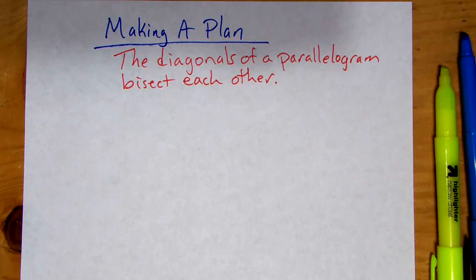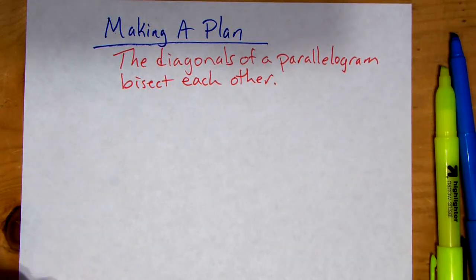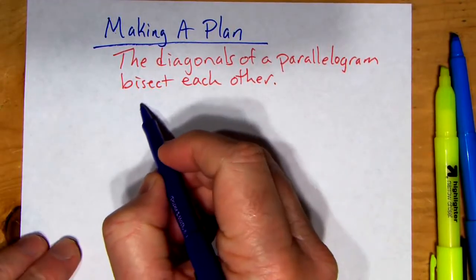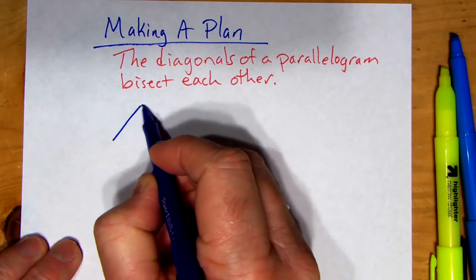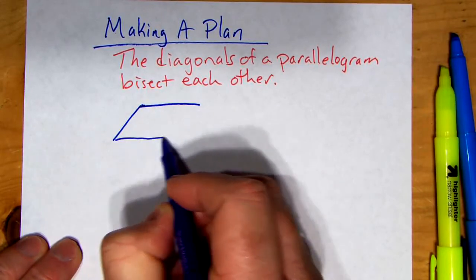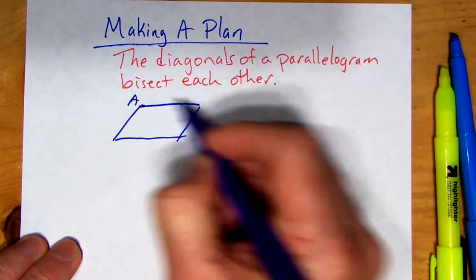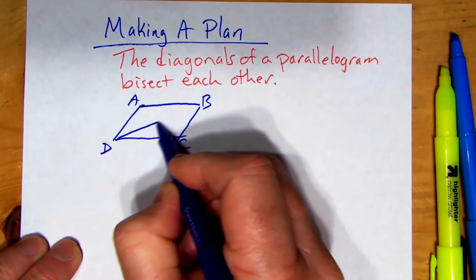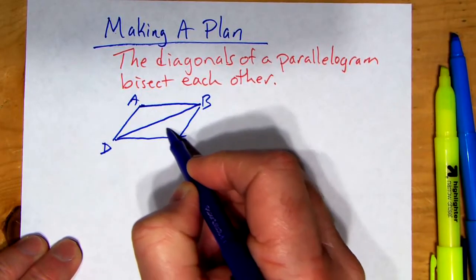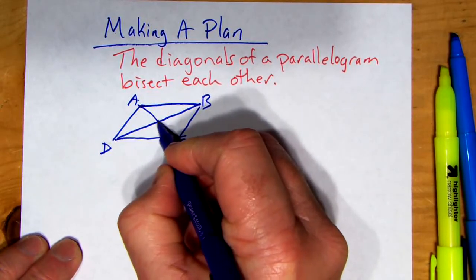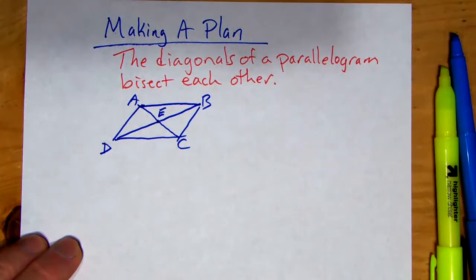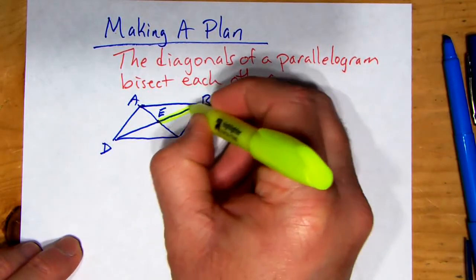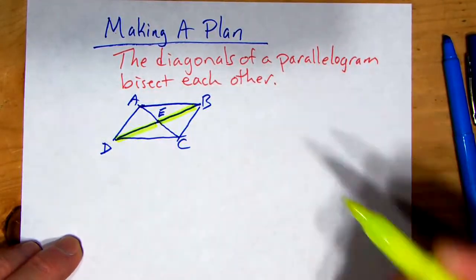So in this video, we're going to make a plan for the proof of the diagonals of a parallelogram bisect each other. And so what we're looking at is parallelogram ABCD with diagonals BD and AC, which intersect at point E. And what we're trying to do is show that BE is congruent to ED.